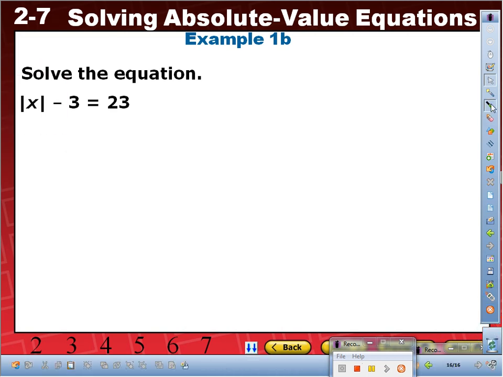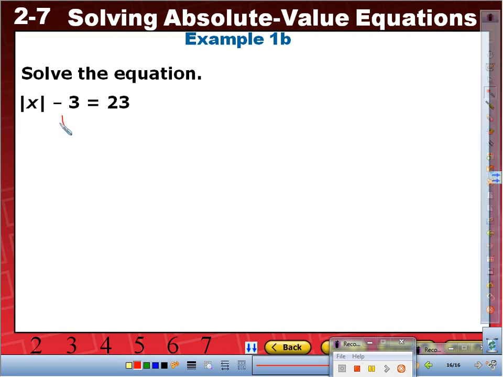So therefore, we need to get rid of that negative 3. So what is the inverse? Add 3 to each side. We're left with absolute value of x equals 26. Does this look familiar? Okay, finish it off from there, please.